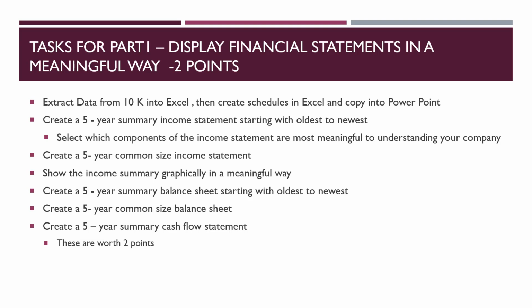Then create a 5-year common size income statement, again, oldest to newest, because we want to be looking at trends. And then show the income statement graphically in a meaningful way. How can you show that real quickly as we get started? Same thing, summary balance sheet, common size balance sheet, and then a 5-year summary of the cash flow.